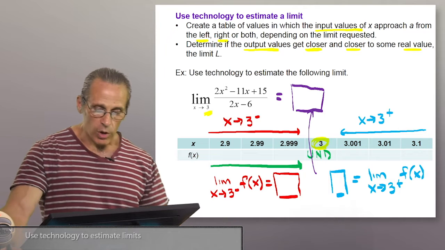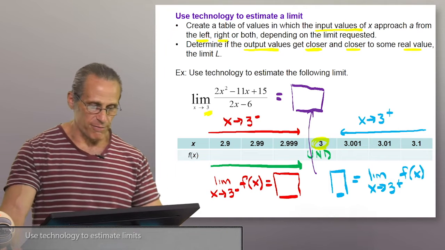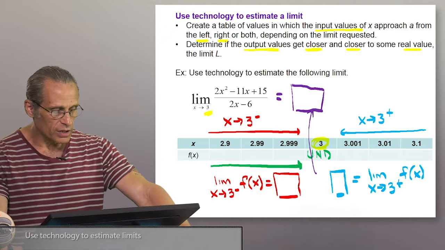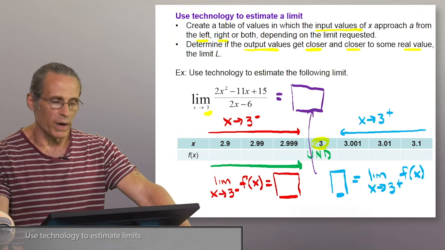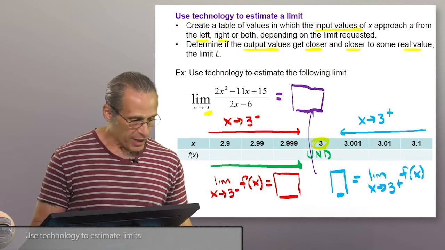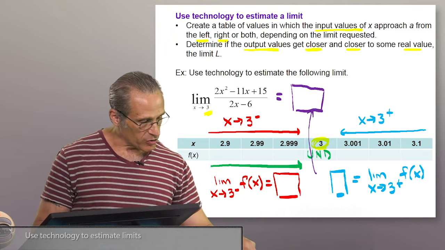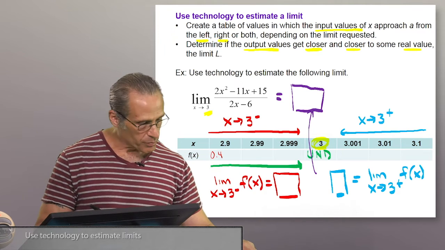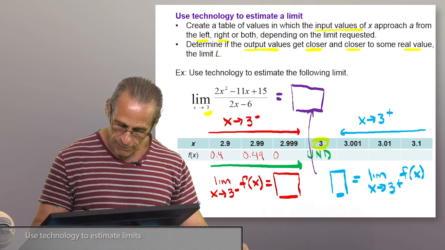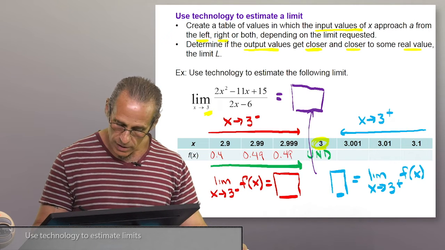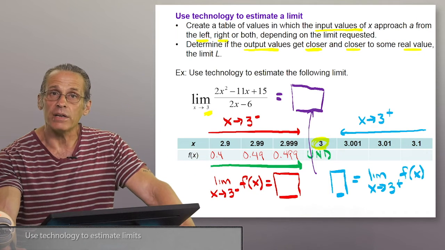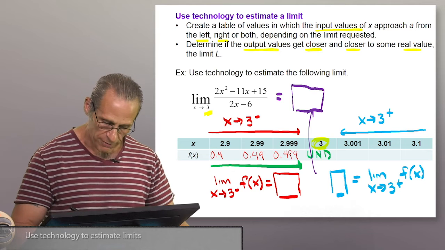So what I would do is I would go into the table feature. So I would enter my function in y1 and go to the table feature and enter the values of the inputs to be 2.9, 2.99, and 2.999. And when you do, here are the corresponding outputs. Corresponding outputs are 0.4, 0.49, and 0.499. And as x goes from 2.9 to 2.999, those outputs are getting closer and closer to 0.5.